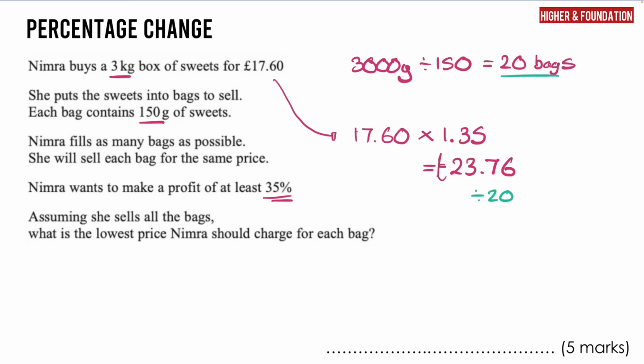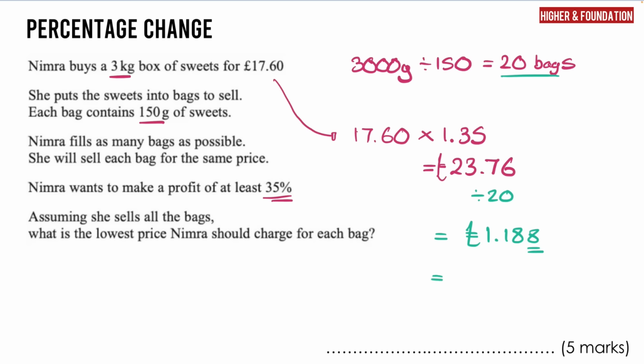Now that comes out as, and let's just type it in, £23.76 divided by 20. It comes out as £1.18 and an 8 afterwards. Now that means, because the little 8's there, if we only sold these bags for £1.18, and you can work backwards, £1.18 times 20, she would only get £23.60. So she wouldn't have the 35% profit, she'd have close to it, but it'd be just under.